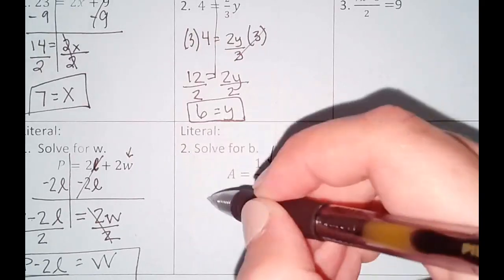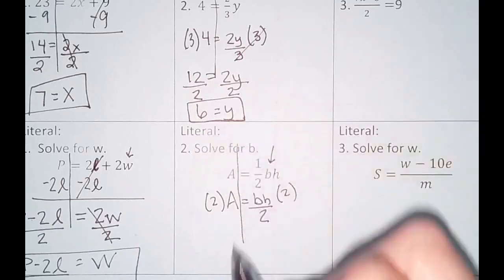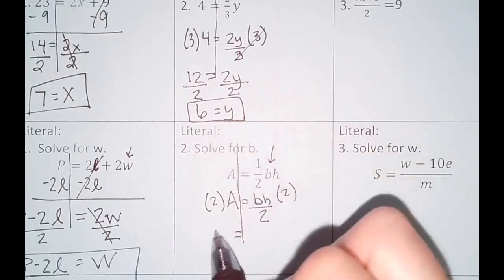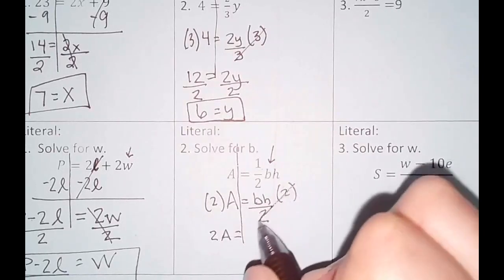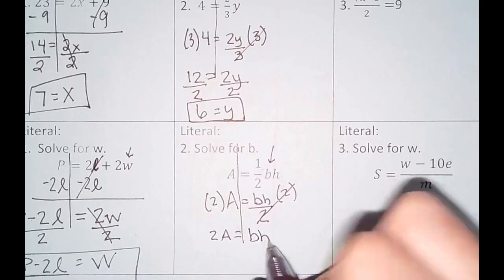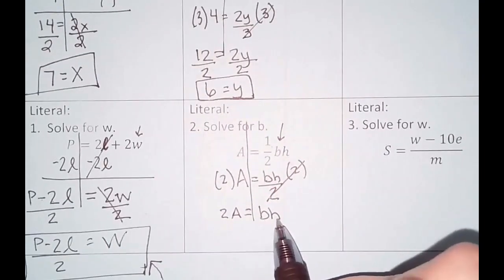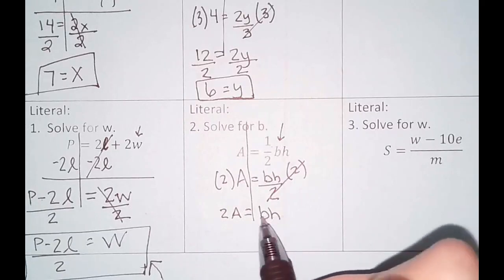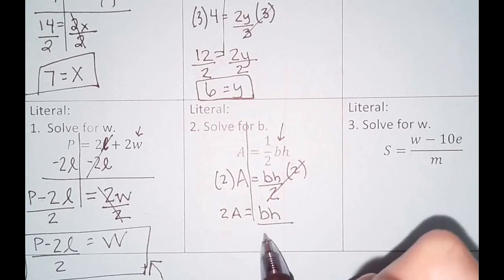2a over h, none of those are like terms. None cancel, so I just leave it as 2a over h. The A is capitalized. This is an area formula. Keep it capitalized. On the right, h's simplify out, and I'm left with b. That's my answer. Number 3.